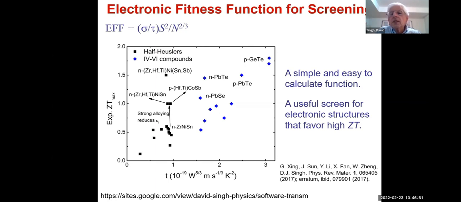The key point is it's easy to calculate this electronic fitness function, so you can apply it to many band structures easily. I wrote a small code that calculates that plus the transport effective mass. And this website at the bottom gives that little code that you can obtain and then use with BoltzTraP to obtain this electronic fitness function.